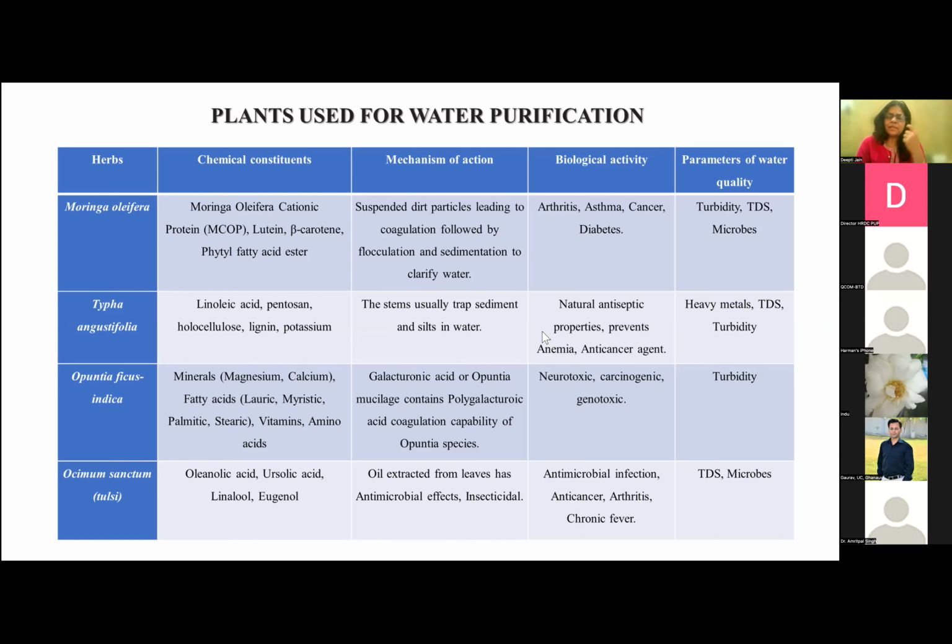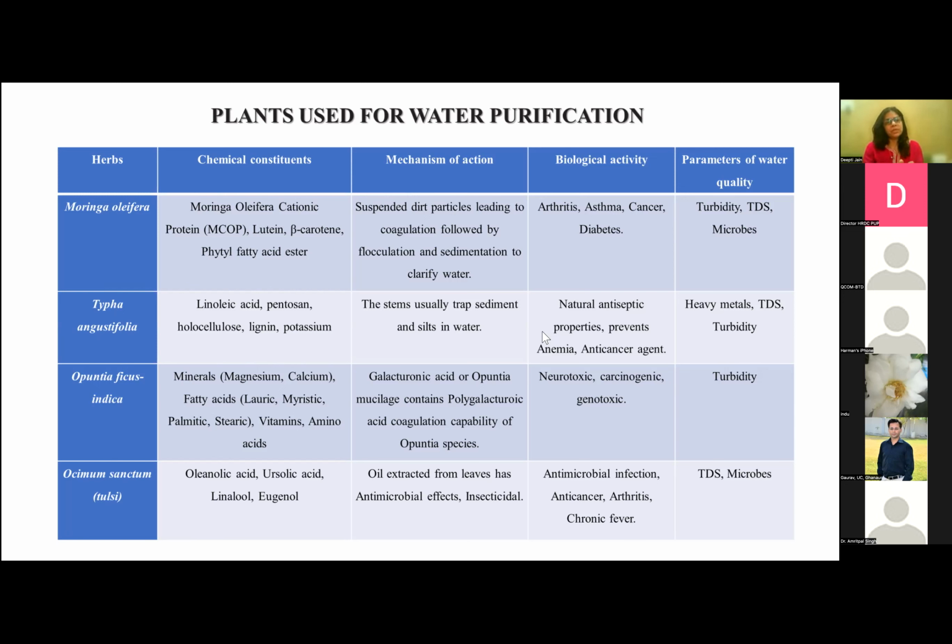Moringa seeds, fruits, as well as the leaves of moringa are very high in protein content. Because of this high protein content, it has a chelating or coagulating property. Because of this property, whatever suspended impurities are there get flocculated and form a sediment with those proteins. This is how moringa works.